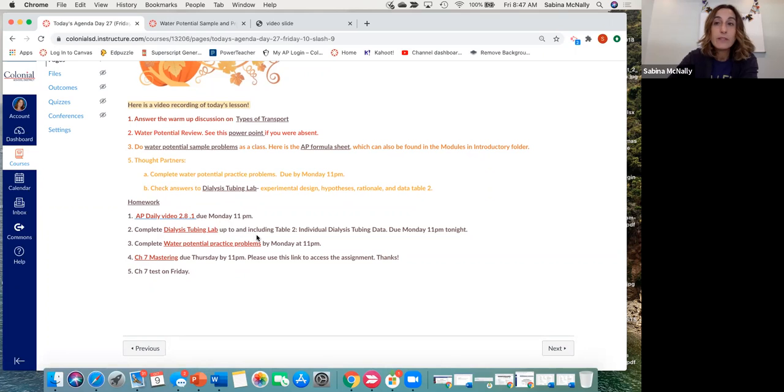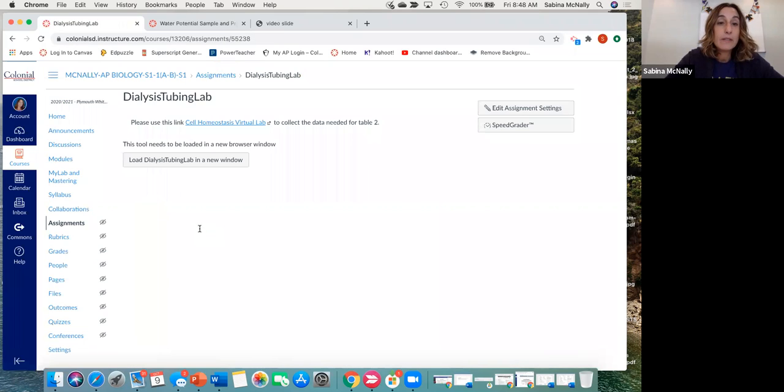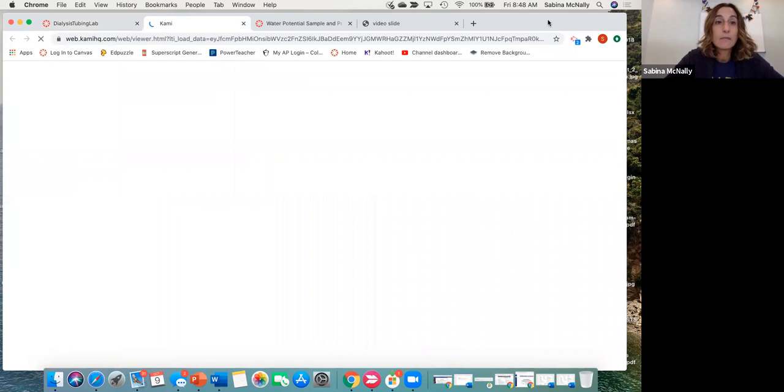And then with your Dialysis Tubing Lab, make sure that you got up to table 2, finished. And then water potential practice problems as well. That's the back of this paper. There are 6 problems there that I'd like you guys to do. Your mastering will be due Thursday by 11 p.m. and your test is Friday. So if you wanted to start mastering, we covered all the material at this point, you could. If you have extra time over the weekend, you certainly can do that. All right, now with the Dialysis Tubing Lab, I just want to show you.